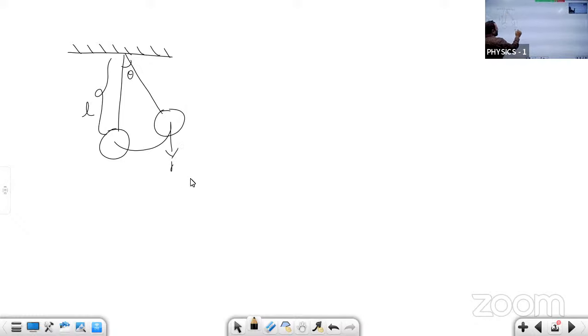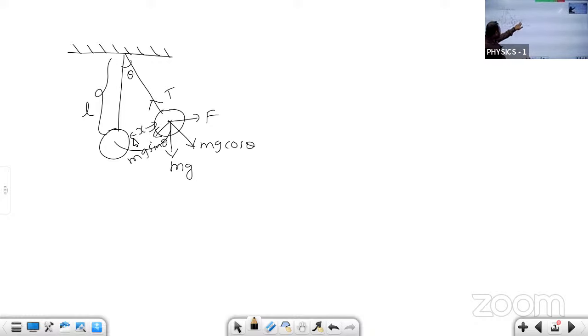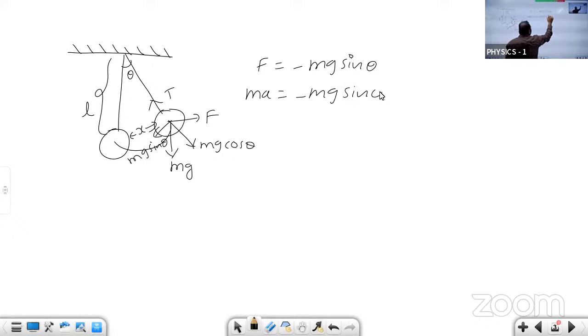Here, mg is the external force, and there is tension, mg cos theta, and mg sin theta. What is the arc? It is x. Here, students, the external force equals minus mg sin theta. F equals mg sin theta. You know very well that F equals ma, the famous formula from Newton's second law. M cancels. a equals minus omega square x.